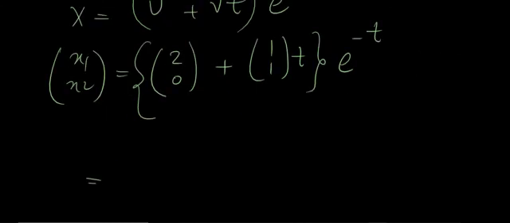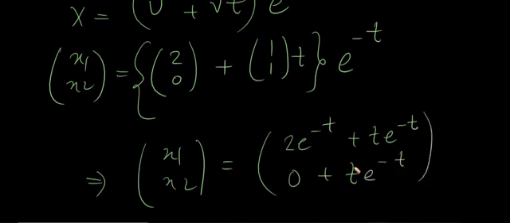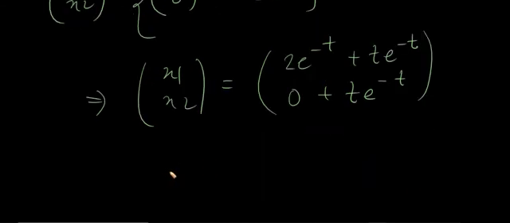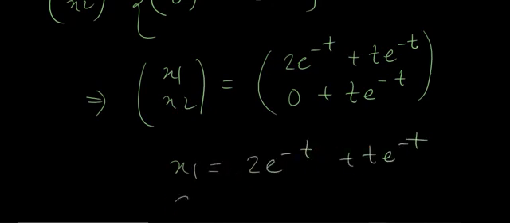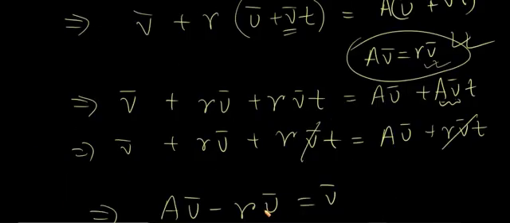And now you can just do the matrix algebra and find the solutions for x1 and x2 individually. So this will be just 2 e to the power minus t plus t e to the power minus t, and here it will be 0 plus t e to the power minus t. So you can finally write x1 as 2 e to the power minus t plus t e to the power minus t, and x2 as t e to the power minus t. So this is how we can deal with the deficient eigenvalue cases.